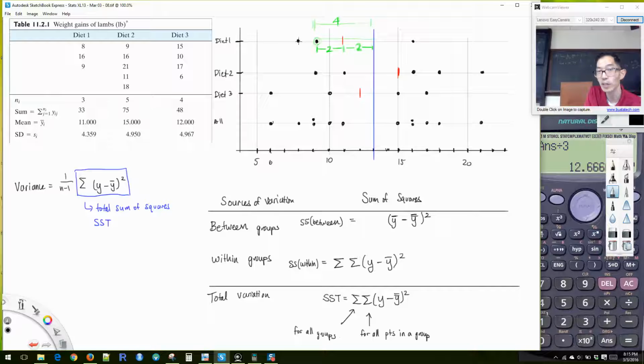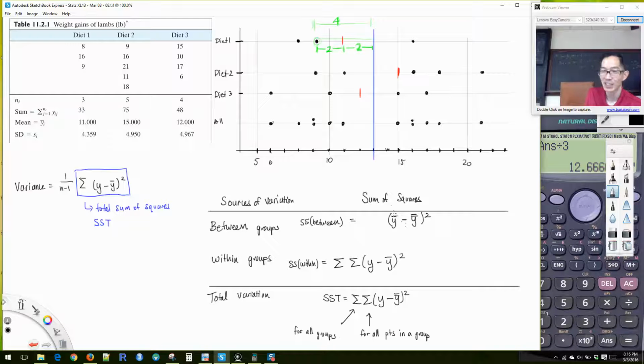What about this guy? How is his group mean compared to the grand mean? Which one are you pointing to? This one right here. It's the same, right? He's in the same group. So when we look at each of these dots and how the group mean compares to the grand mean, because they're all in the same group, they're all going to have the same value for y bar minus y double bar.